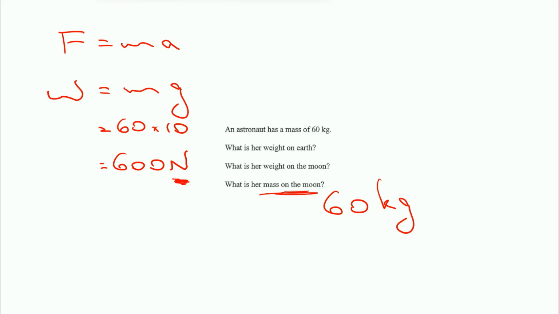Now, she teleports to the moon. What is her weight now? Well, remember from that previous question, I don't know that we actually read all this into the question. I think we went straight to the answer, 1 kilogram, because the mass didn't change.